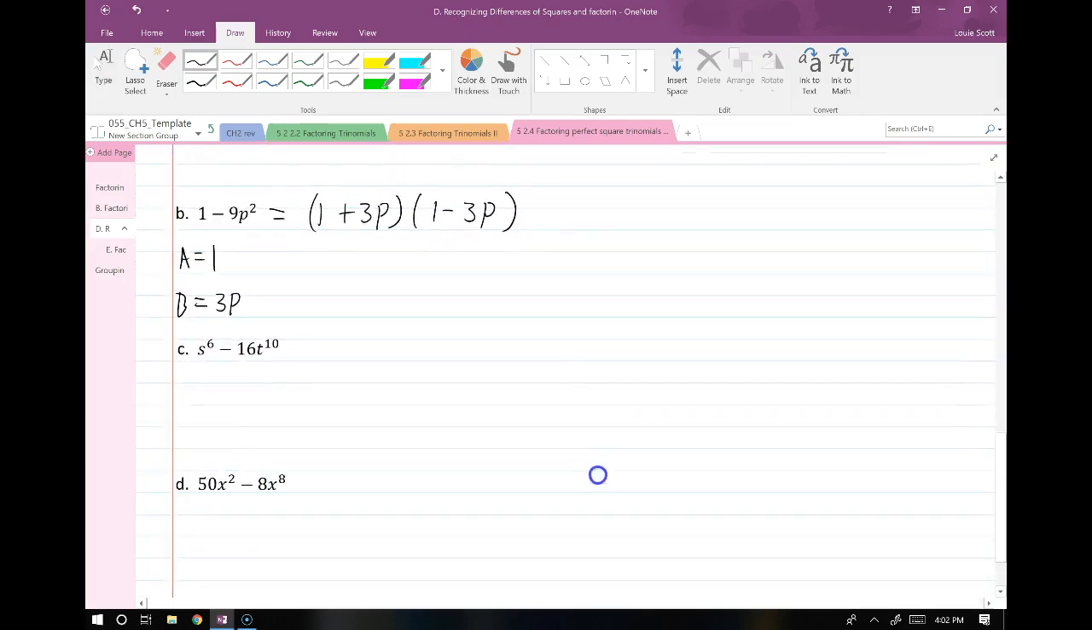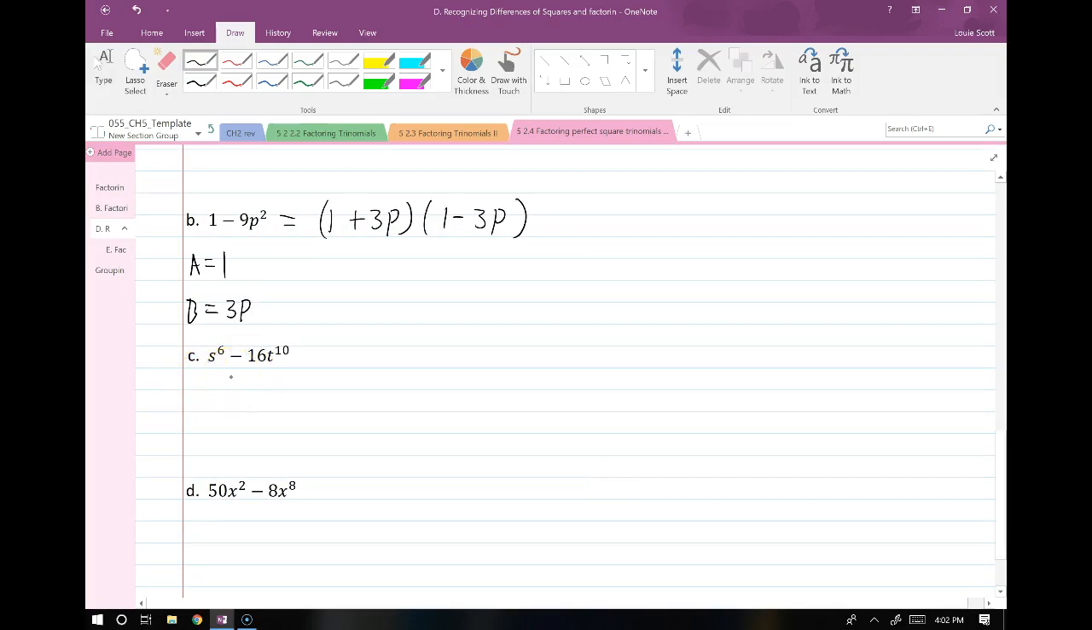I'll do this next one. So even though these are different variables, it doesn't really matter, right? We just say a is equal to the square root of this first term, which is going to be s cubed. B is equal to the square root of the second term, which is 4t to the fifth. Okay, so this is a plus b, which is s cubed plus 4t to the fifth. And then we have a minus b, s cubed minus 4t to the fifth.